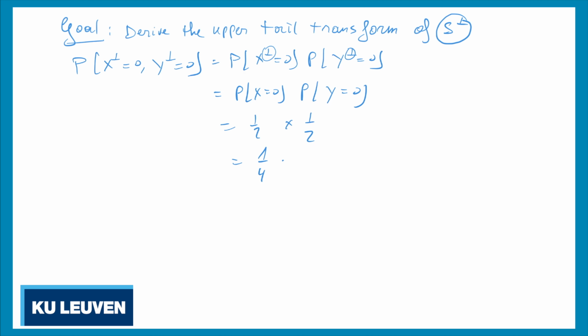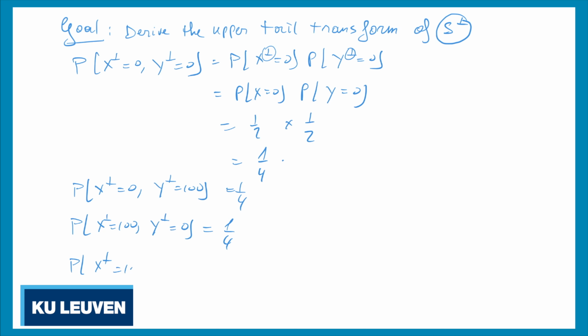And you can repeat the same technique to derive the probability that X is 0, Y is 100. Also, this probability is 1 over 4. The probability that X is 100 and Y is 0. Also, this probability is 1 over 4. And lastly, the probability that both risks are taking a value 100. Also, this probability is 1 over 4. That's something you directly find if you apply that X and Y are independent.